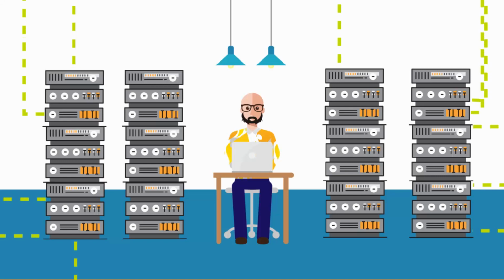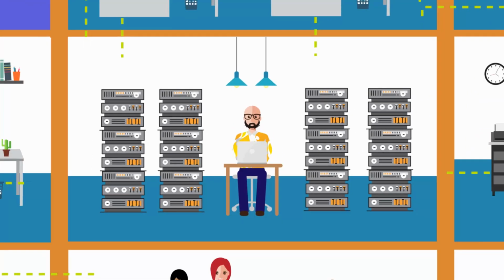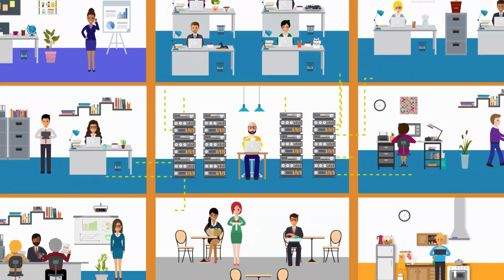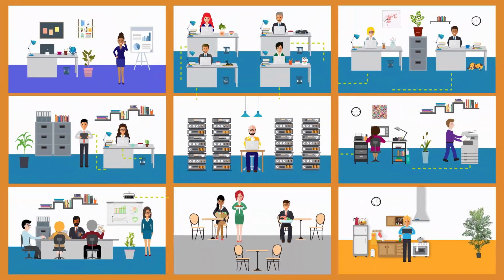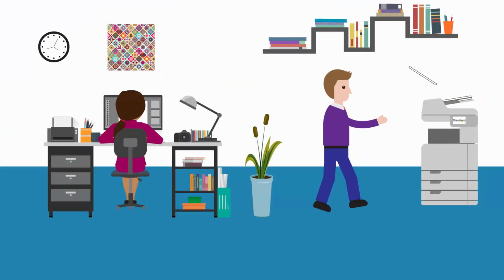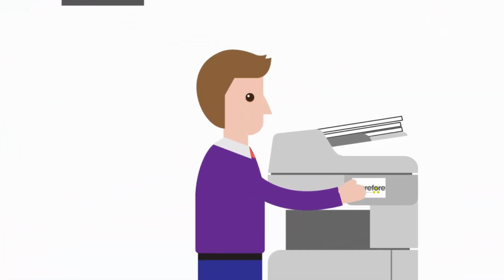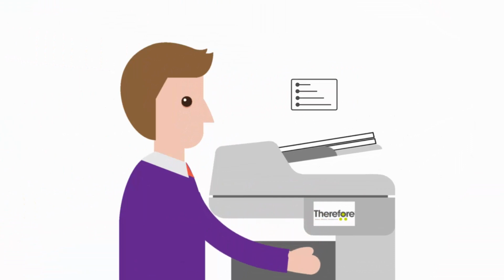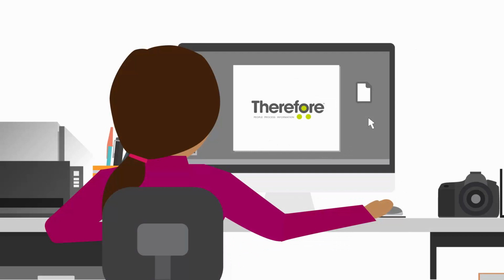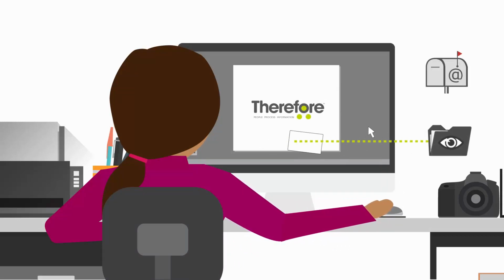Let's start with Therefore Secure Central Repository. By digitizing your documents and classifying them with metadata, everyone within the company can easily find the information they need when they need it. Getting information into the Therefore repository is simple and straightforward. Simply scan and automatically tag paper documents with metadata. Electronic documents can be added in seconds by simple drag and drop, or by importing automatically from watched folders or mailboxes with no user input at all.